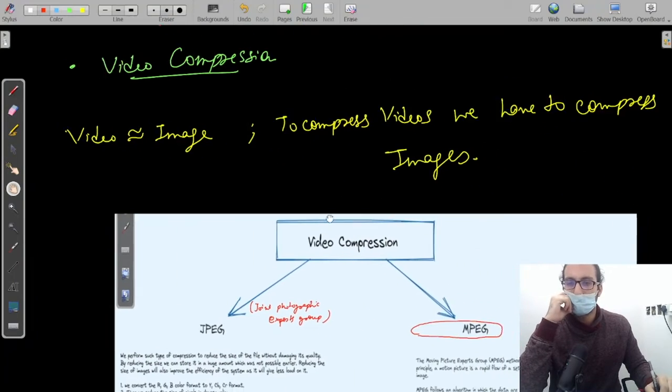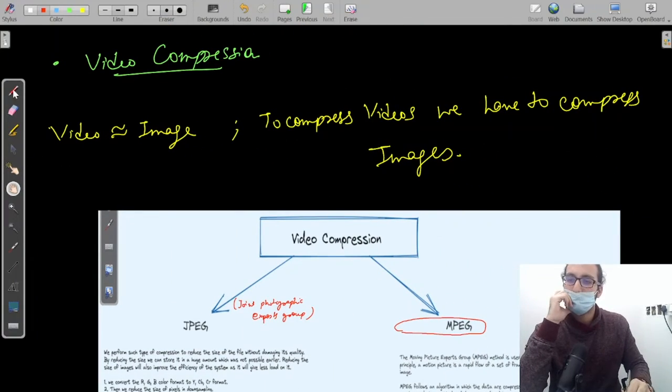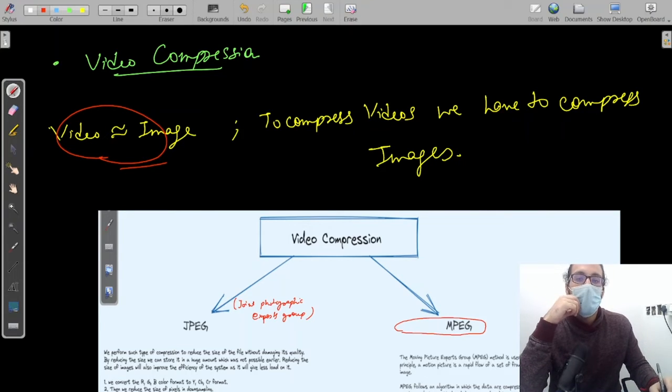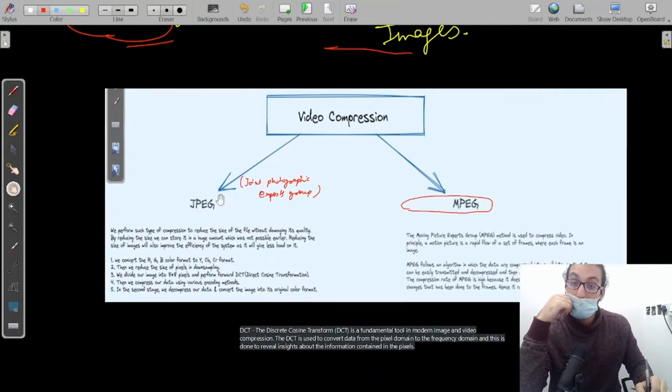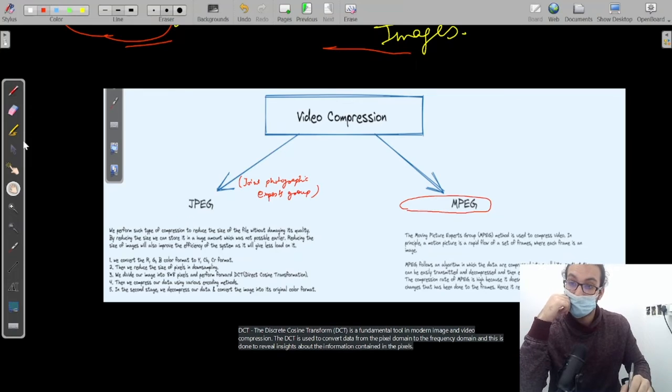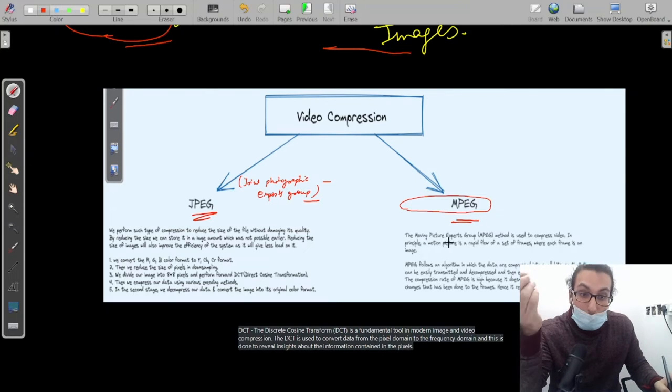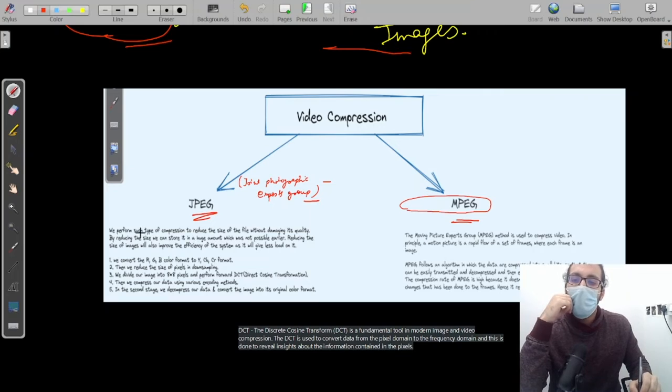And then we have video compression. As I told you earlier, videos are a combination of a lot of images, and to compress videos, we have to compress images. Then we again have two types of video compression. The first one is JPEG, whose full form is Joint Photographic Experts Group, and the second one is MPEG, the Moving Picture Experts Group. We perform this type of compression to reduce the size of the file without damaging its quality.